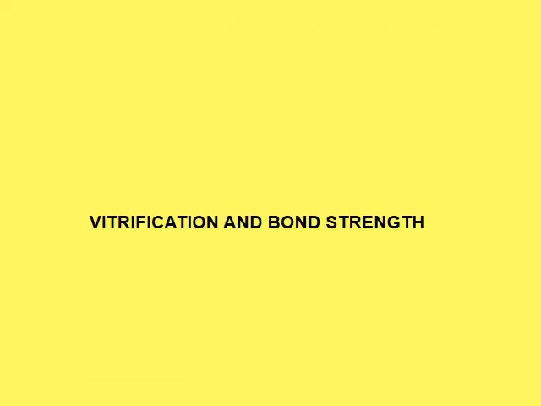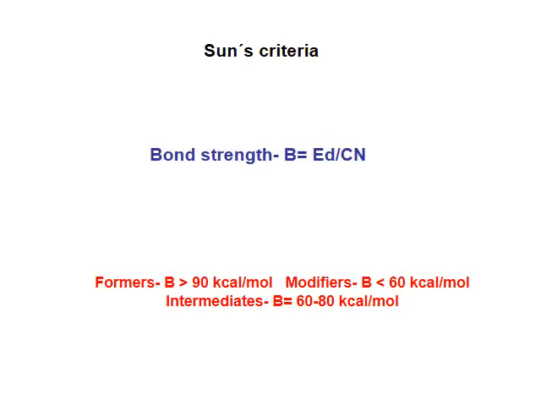And finally, the relationship of vitrification and bond strength. Sun's criteria is based on the dissociation energy, ED, and the coordination number, CN. It is some kind of distribution of the bonding energy by the number of bonds. Glass formers will present high values for this B parameter. Again, formers, modifiers, and intermediates can be separated.